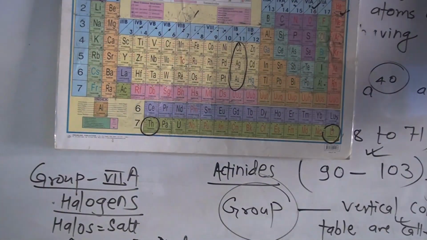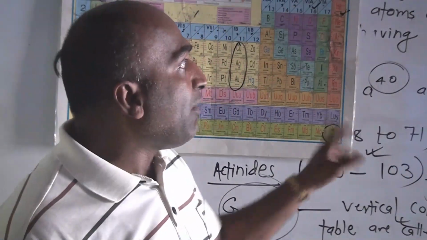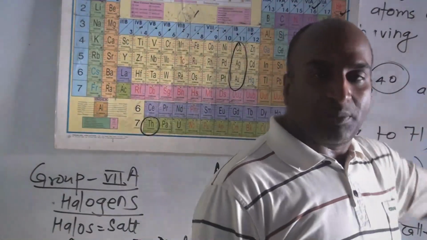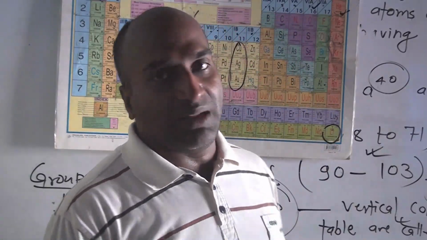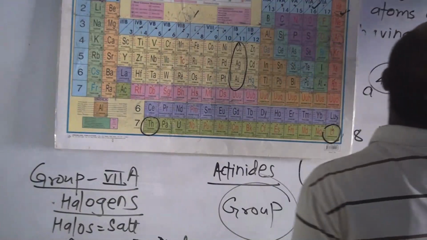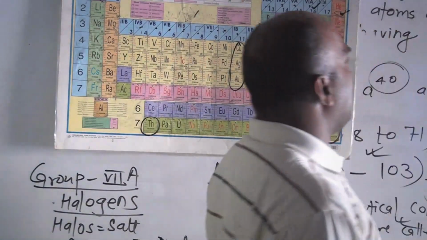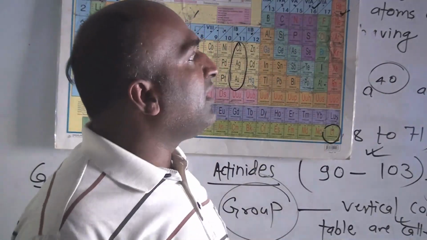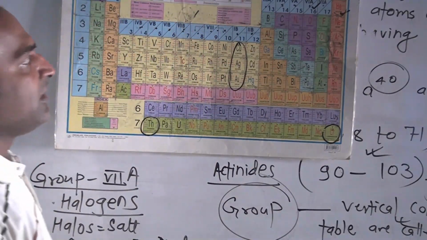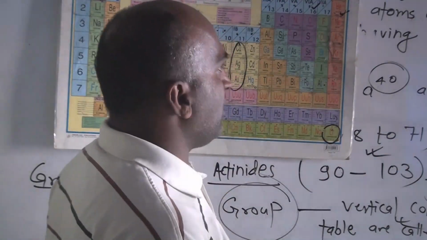In the next class, I will teach you about this electronic configuration also, how it is a p block element and why it is kept in the p block. As with chlorine, the last electron of fluorine falls in the p subshell, therefore it is kept in the p block in this table.